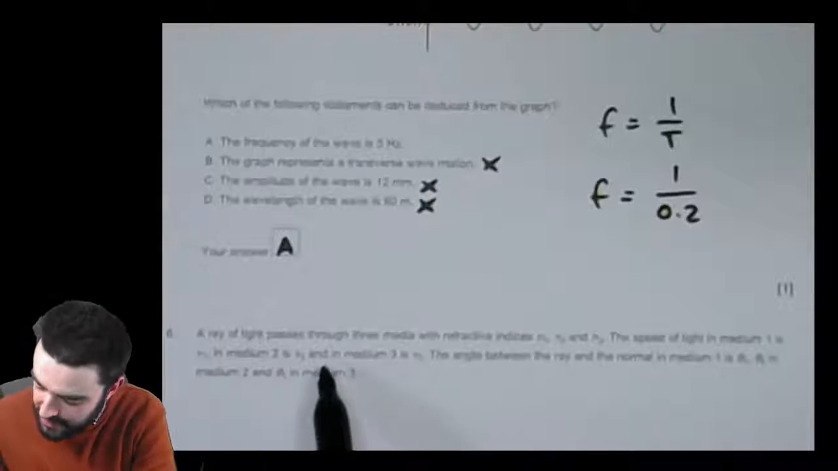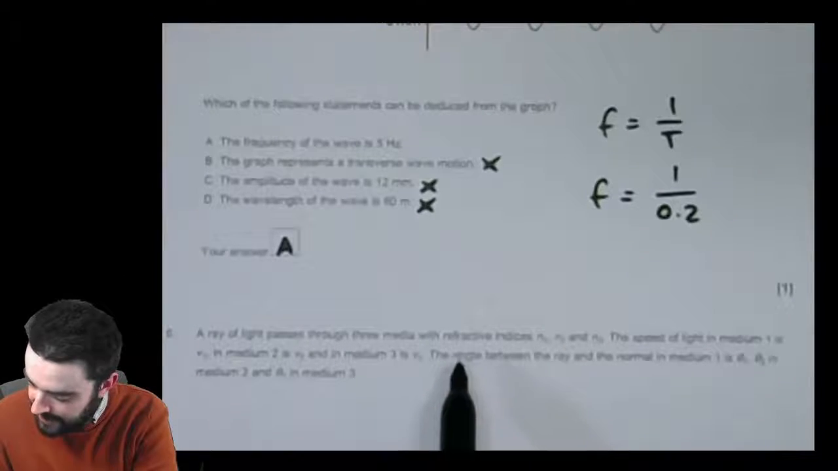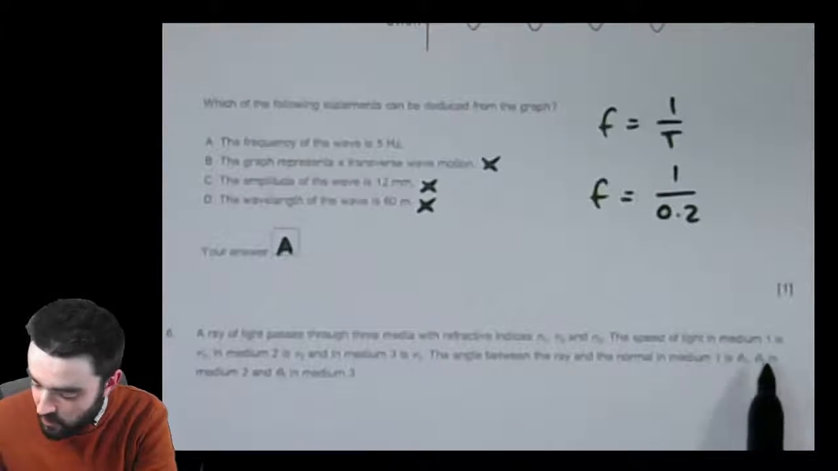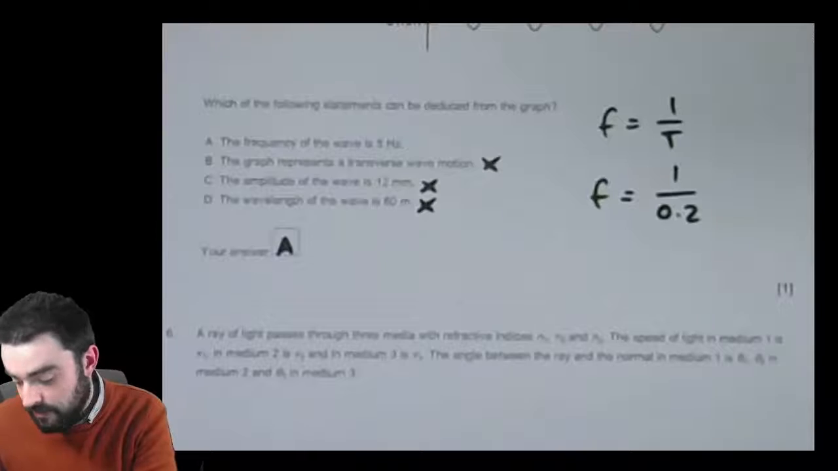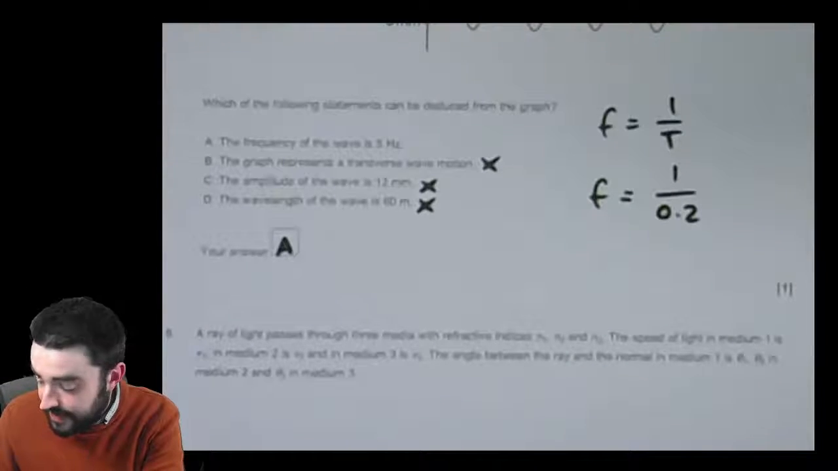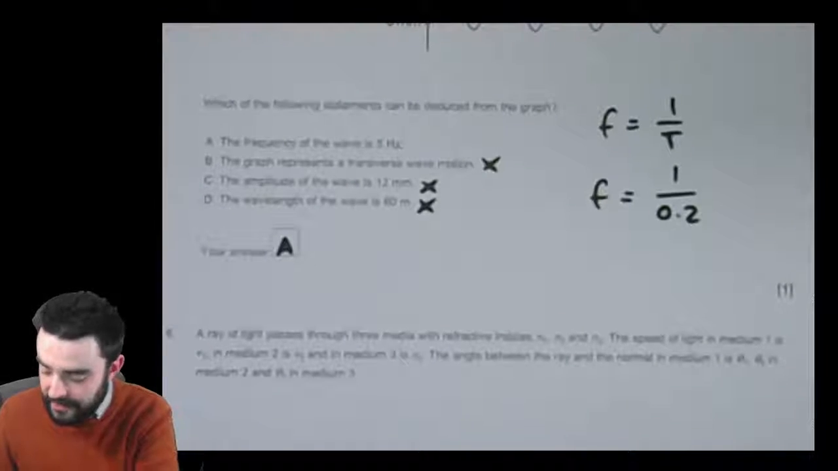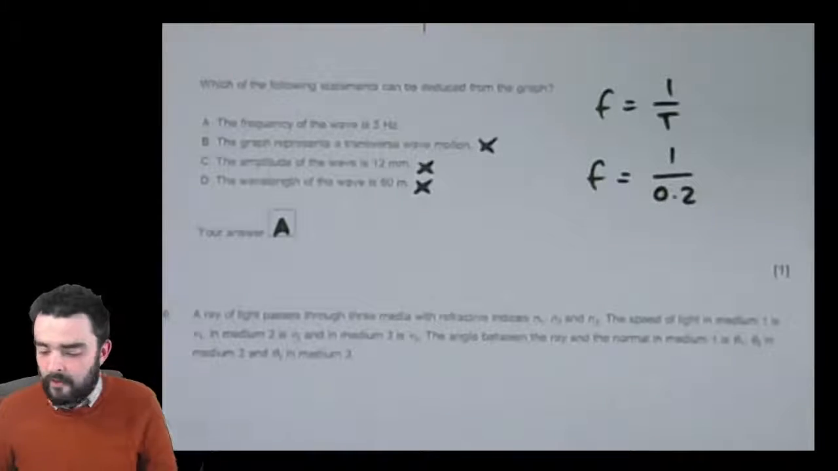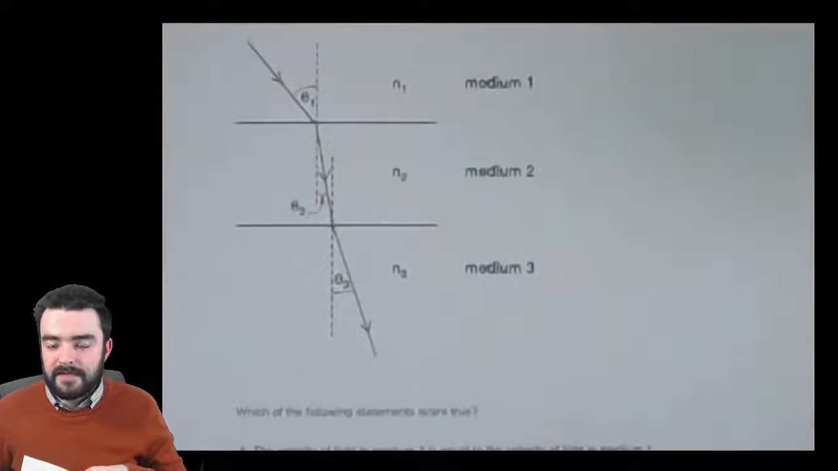So a ray of light passes through 3 media with refractive indices n1, n2 and n3. The speed of light in medium 1 is v1, in medium 2, v2, medium 3, v3. The angle between the ray and the normal in medium 1 is theta 1, theta 2 in medium 2 and theta 3 in medium 3. Sounds very complicated. Fortunately, the diagram makes it much simpler.